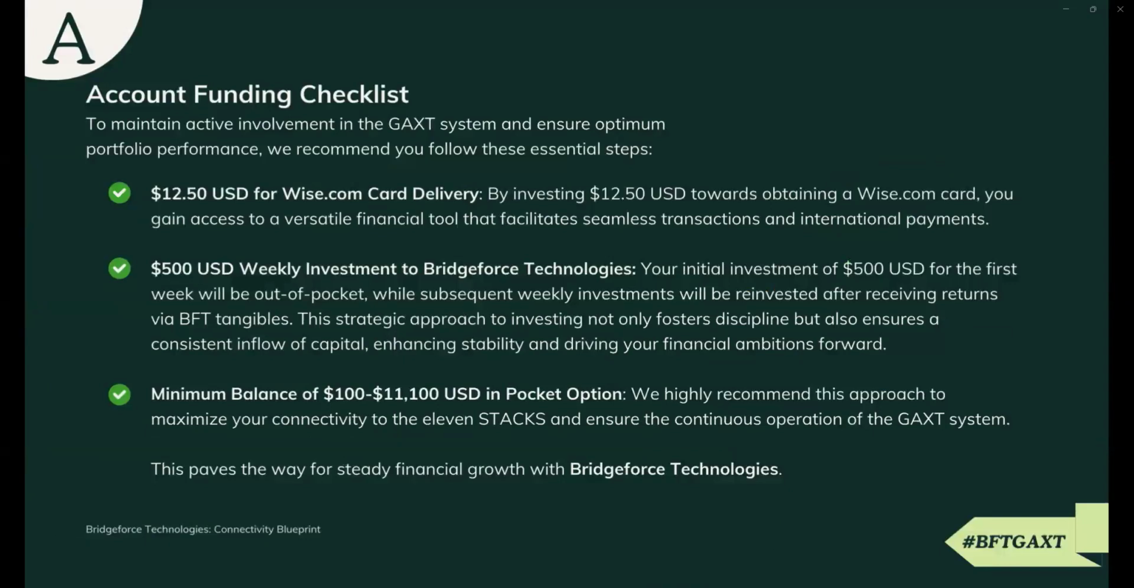To maintain active involvement in the GAXT system and ensure optimum portfolio performance, we recommend you follow these essential steps. The first step, $12.50 USD for Wise.com card delivery. By investing $12.50 USD toward obtaining a Wise.com card, you gain access to a versatile financial tool that facilitates seamless transactions and international payments.